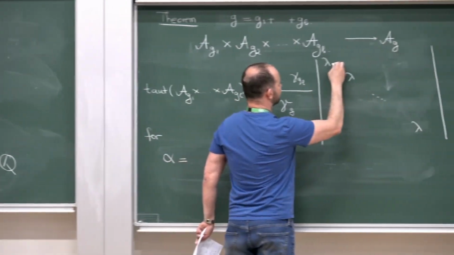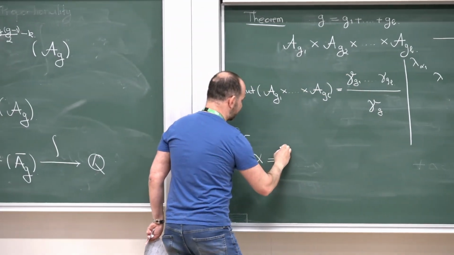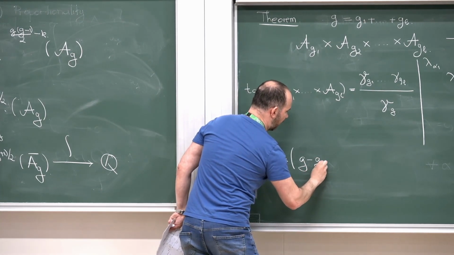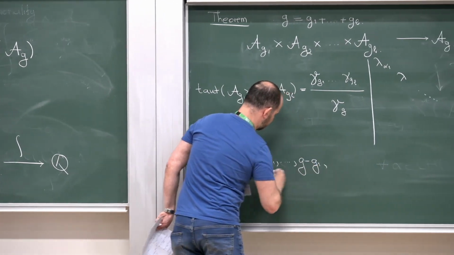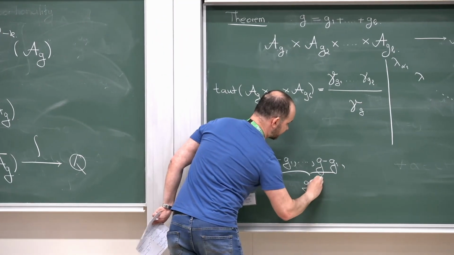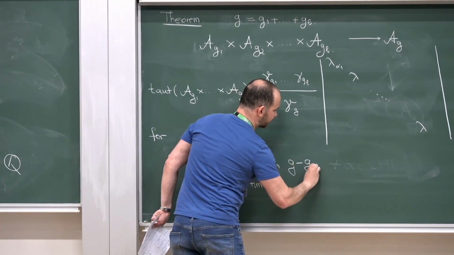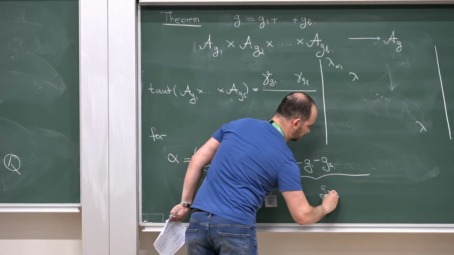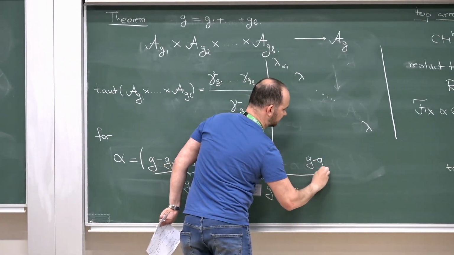So the lambda classes will have an explicit partition. Let me write it now. So alpha is the explicit partition: G minus G1, which appears G1 times, then G minus G1 minus G2, which appears G2 times, repeated itself G2 times.